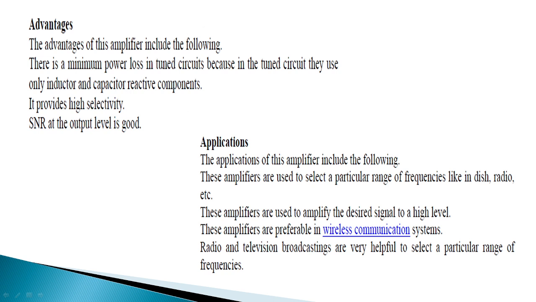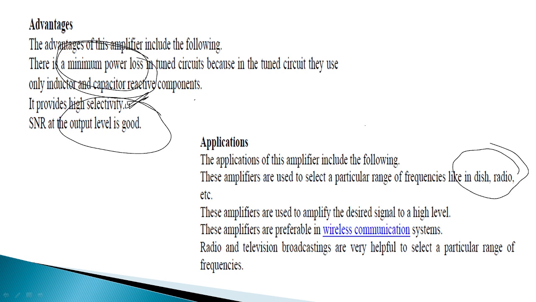Coming to the advantages, the output level is very good. The signal to noise ratio is very good, it provides high selectivity, and power loss is very less. Coming to the applications, we can use it in radio signal transmission, TV signal transmission, wireless communications, satellite communications and mobile communications. We can use it everywhere. Nowadays, tuner circuits are very important.